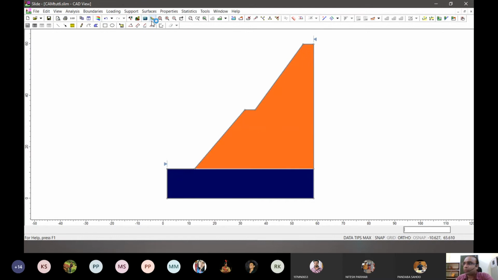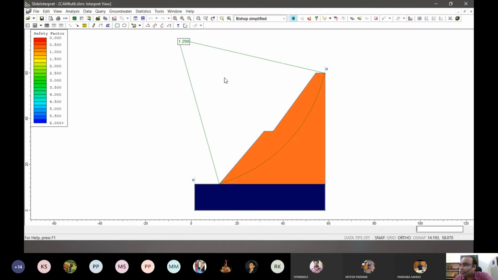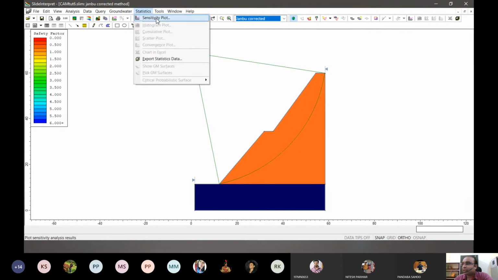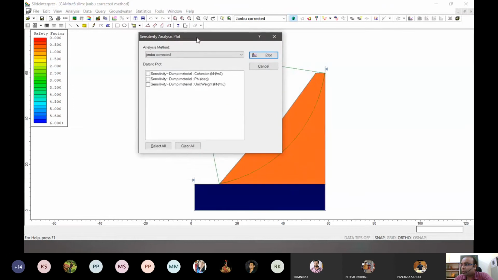It is computed. Now you see, it will give a general interpretation. So 1.29 or 1.3 is the least factor of safety by Bishop simplified. If we go for Janbu corrected, it is 1.8286. So good enough result. But what we are interested in is the sensitivity analysis. So if we go to the statistics, we can get a sensitivity plot. Now what I want to do is plot the Janbu corrected and see what will happen with the variation of cohesion.